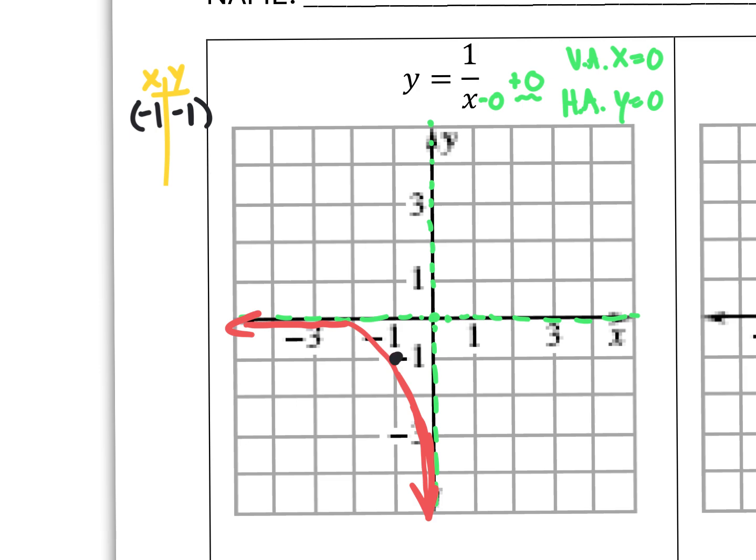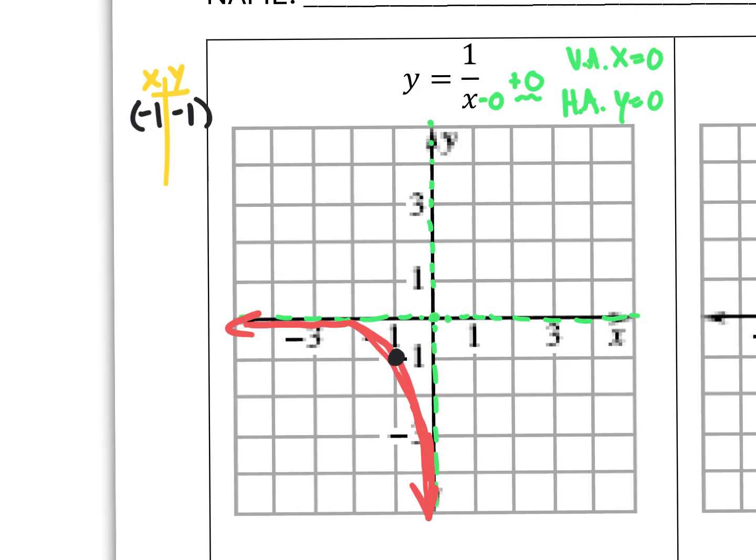So as you can see, it wasn't perfect. Just make it go through that point. And now it is perfect, okay? This is a precise point, -1, -1, okay? And like we said, it's down here lower left, which means upper right, okay?